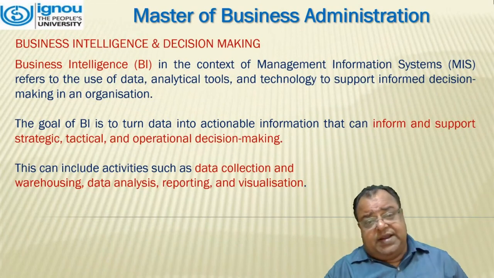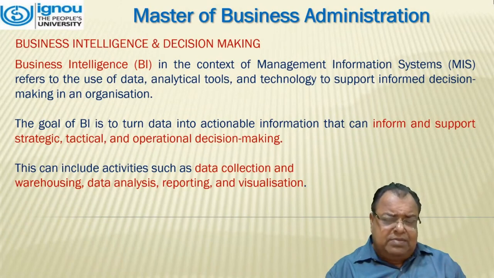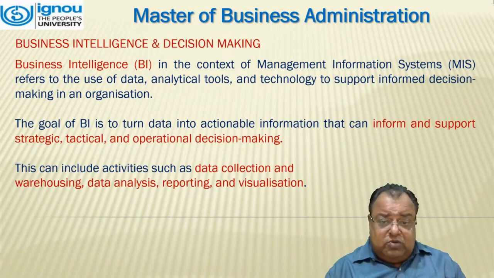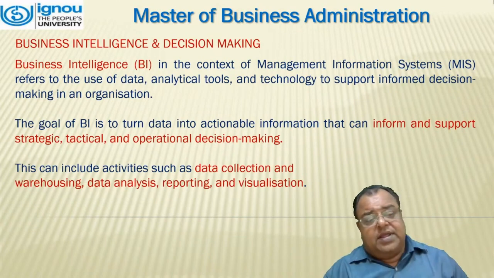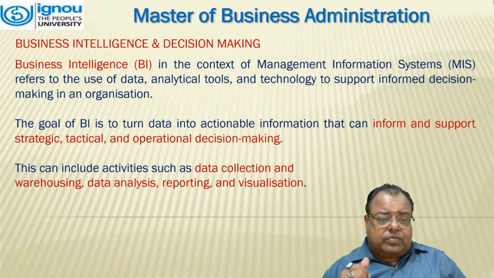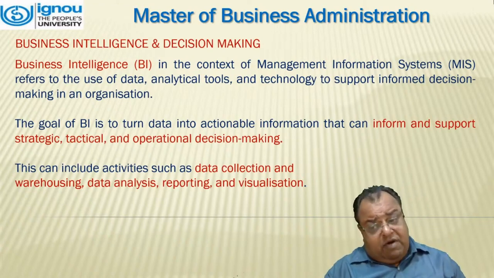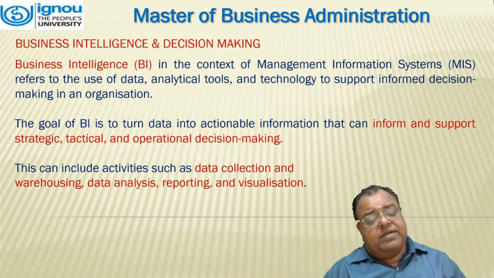Business intelligence and decision making. Business intelligence, in the context of management information systems, refers to the use of data, analytical tools, and technology to support informed decision making in an organization. The goal of business intelligence is to turn data into actionable information that can inform and support strategic, tactical, and operational decision making. This can include activities such as data collection, warehousing, data analysis, reporting, and billing.